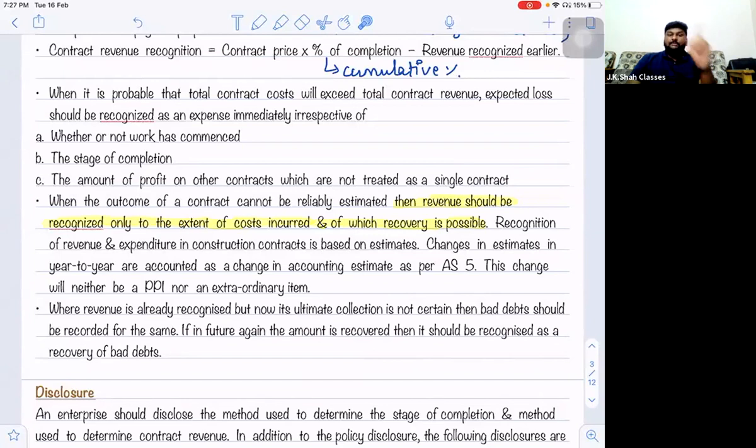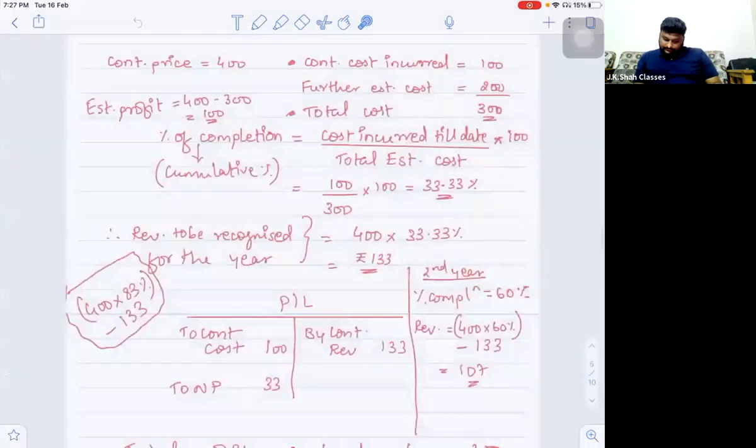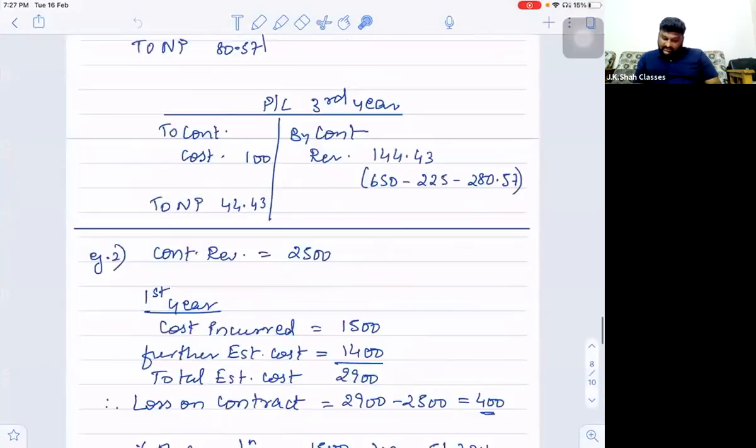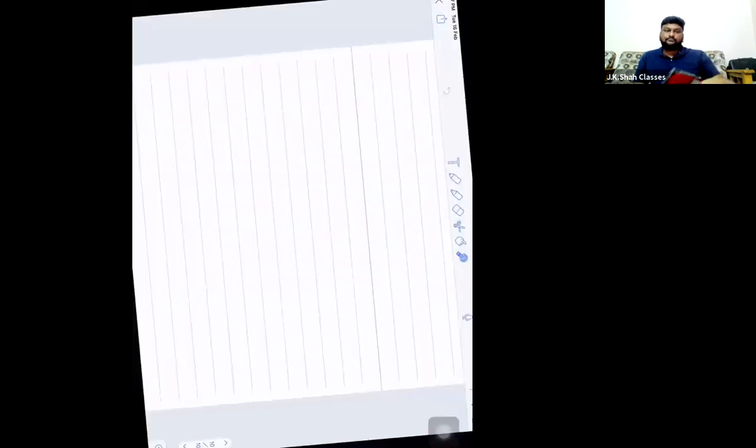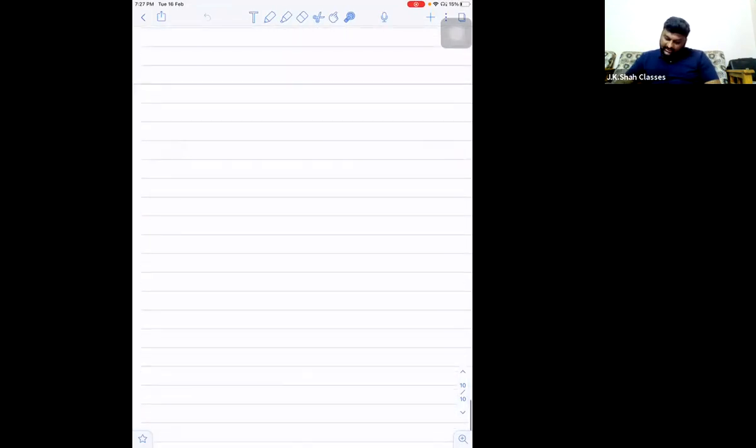Right? Now I'll take you to a practical example where you will understand how exactly things work. I'll just solve these examples again for you. Everybody, please focus on the examples.